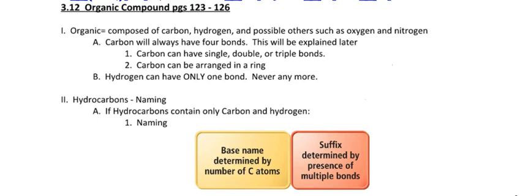Letter A is super duper important. Highlight this, star this, whatever. Carbon will always have 4 bonds. This will explain later why. Carbons can have single, double, or triple bonds. Carbon can be arranged in a ring as well. Hydrogen can have only 1 bond, never any others, okay?